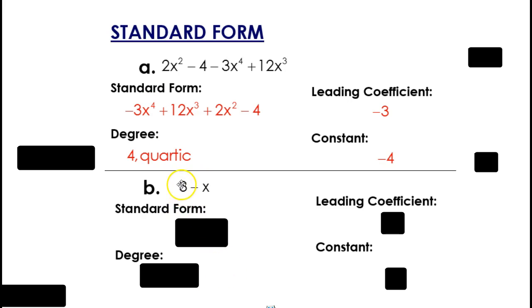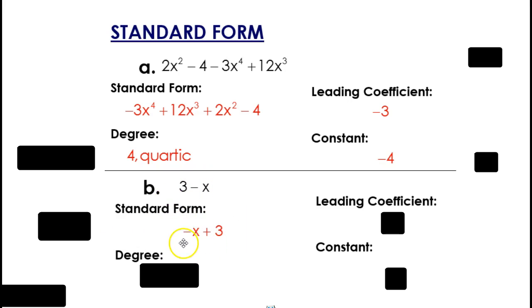All right, our second example, what's going to go first in standard form, the 3 or the negative x? Well, remember, the constant term is always last, so we're going to move that negative x to the front and get negative x plus 3. The leading coefficient, now there's not a number in front of the x, but there is an understood number. Anytime you have negative x, it's like saying negative 1. So since there is an invisible negative 1 here, we would say that the leading coefficient is negative 1.